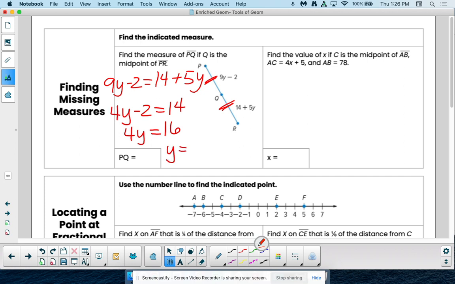Objections to y being equal to 4. No. Okay. But did we answer the question? No, you've got to plug in, right? We want PQ. I'm going to do my PQ right here because I'm running out of space.